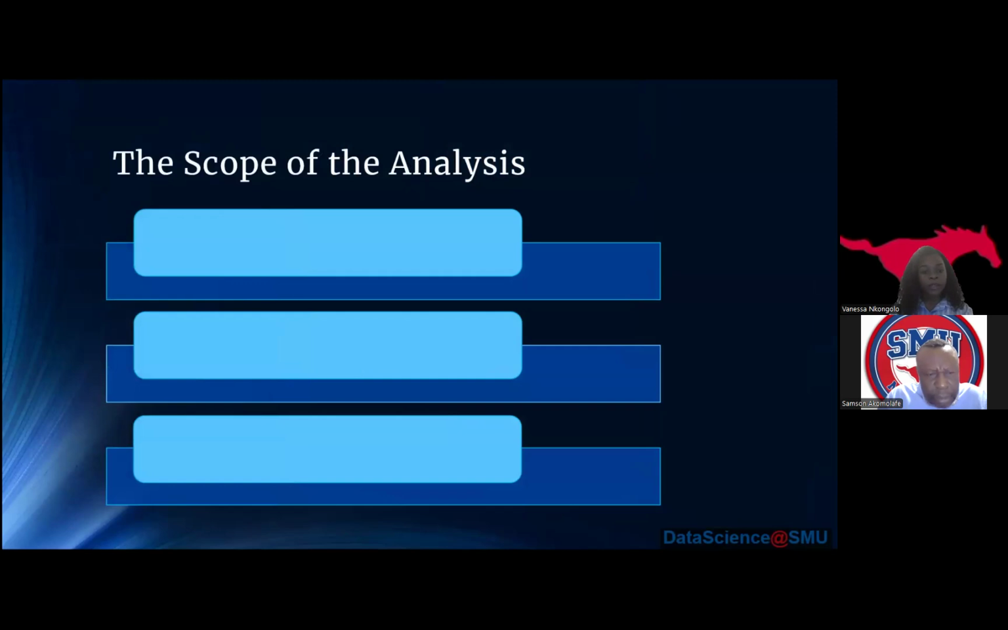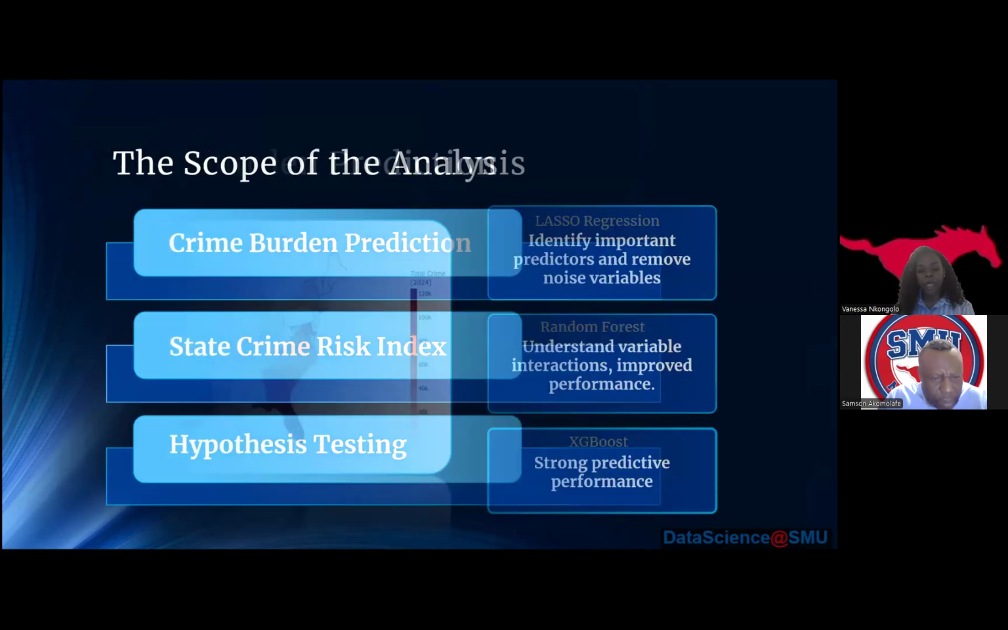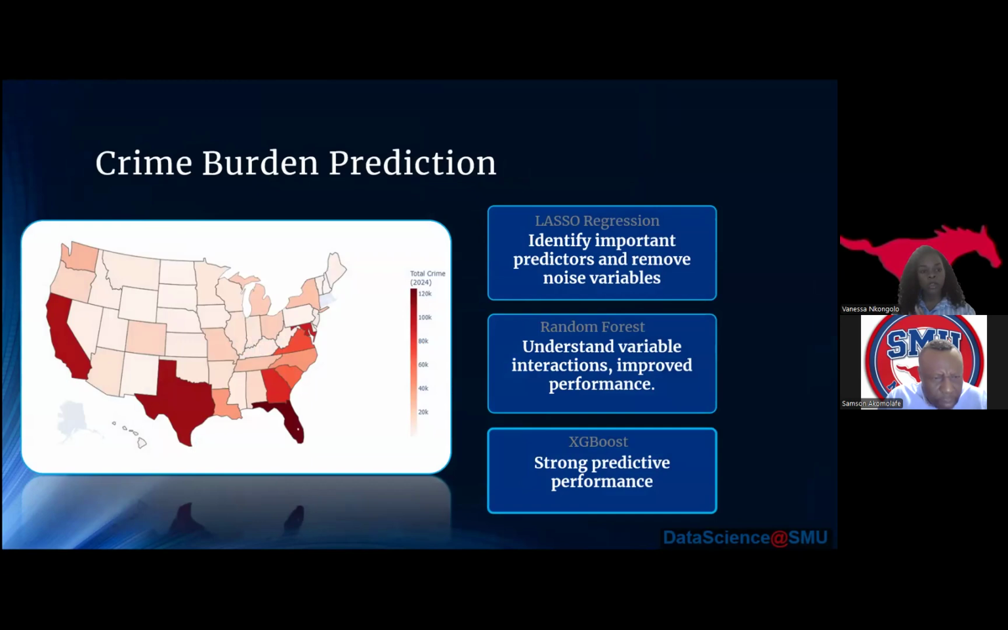So the scope of our analysis is threefold. One, to build a crime burden prediction model. Second, to build a state crime risk index. And third, to run hypothesis testing. I'm going to leave it up to Samson now to talk about the crime burden prediction models.